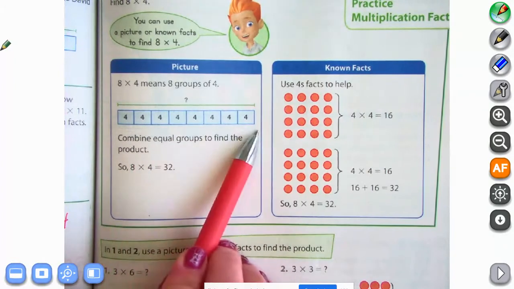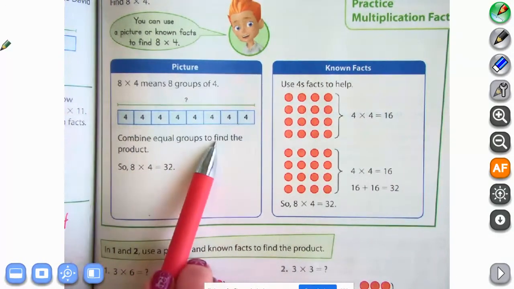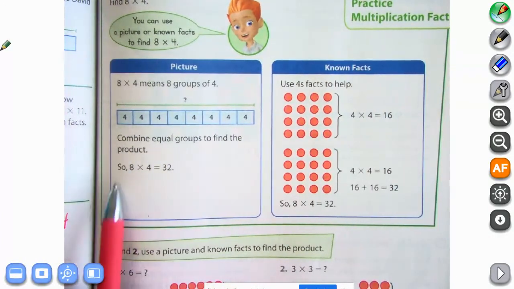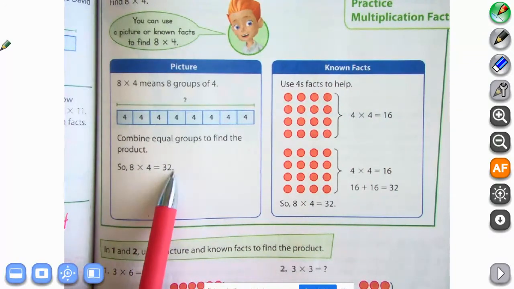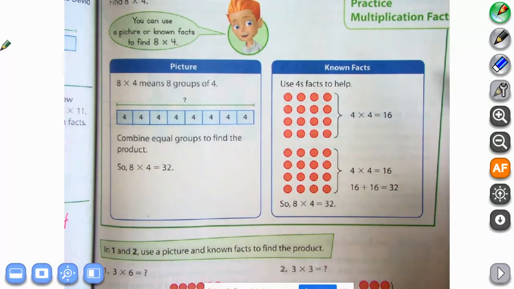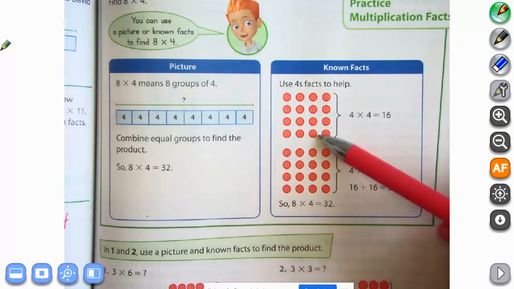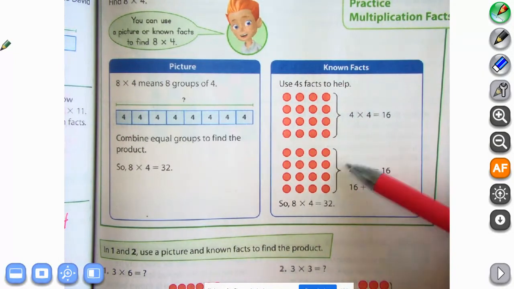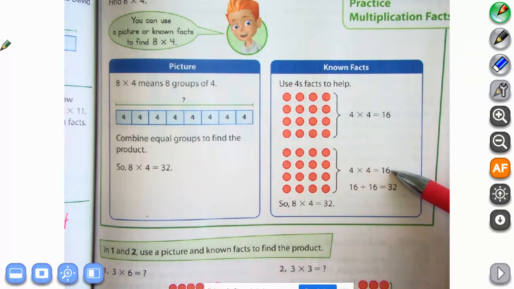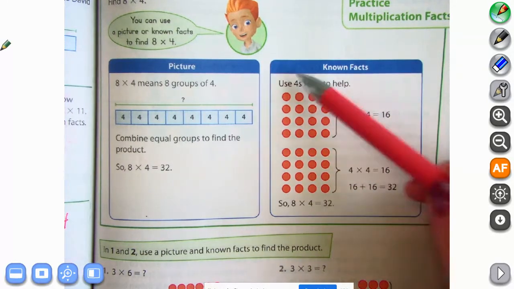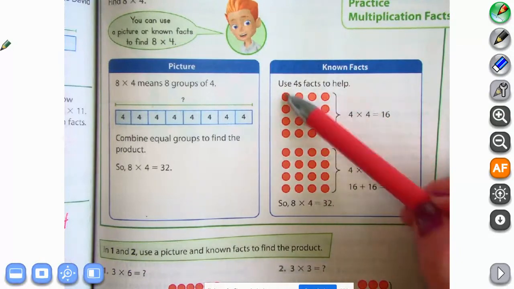Here's a bar diagram or a tape diagram. Combine each group, equal groups to find the total. So 8 times 4 equals 32. You can also use known facts. Use known facts to help. Break this into 4 times 4 and 4 times 4. 16 plus 16 equals 32. So 8 times 4 is 32.